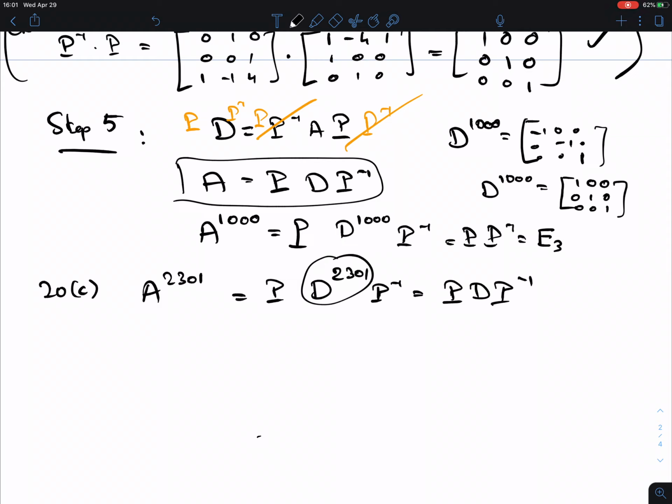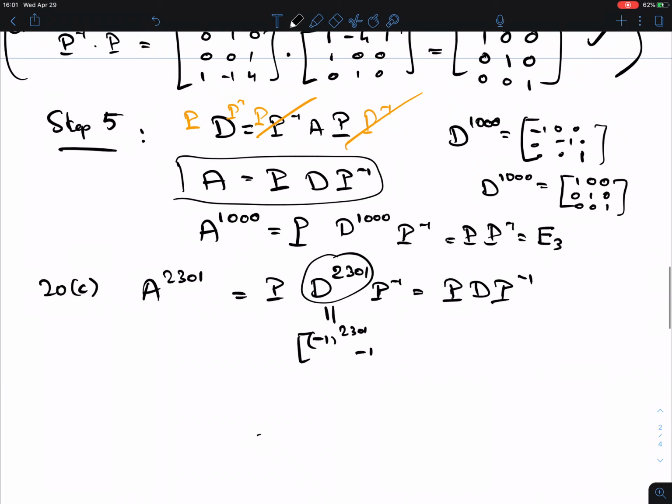So in other words, what I'm saying is it is minus 1 to the power 2301, but that's just negative 1. And so this is also negative 1, and this is just 1. So this is just D. But I know what this is, because this is just A. I don't even have to work it out.